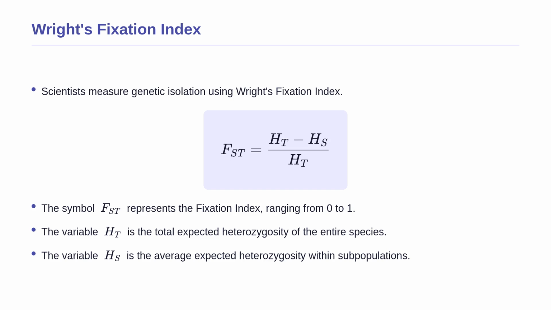FST is the fixation index itself, a number between 0 and 1. HT stands for the total expected heterozygosity, which is the overall genetic diversity if we combined everyone into one giant group. HS represents the average expected heterozygosity found within the separate individual subpopulations. If FST increases towards 1, the populations are highly isolated and distinct. If it decreases towards 0, they are freely mixing.